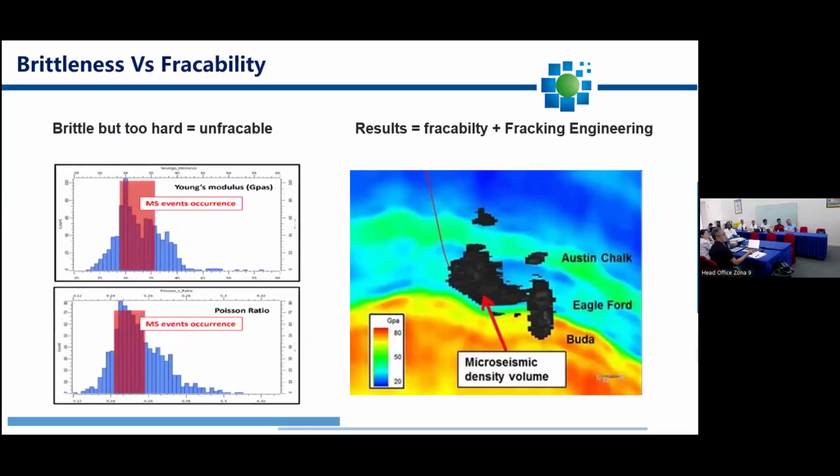Again, I'm not going to go through the detail. This is pretty straightforward. Brittleness and frackability are not the same thing. They have a very strong relationship, but are not identical. I will just give you an example. Glass is very brittle. Granite is very brittle.